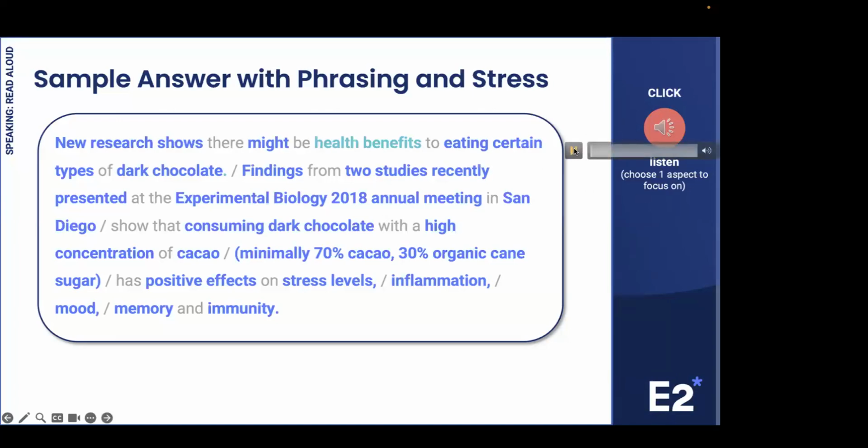New research shows there might be health benefits to eating certain types of dark chocolate. Findings from 2 studies recently presented at the Experimental Biology 2018 annual meeting in San Diego showed that consuming dark chocolate with a high concentration of cacao, minimally 70% cacao, 30% organic cane sugar, has positive effects on stress levels, inflammation, mood, memory, and immunity.